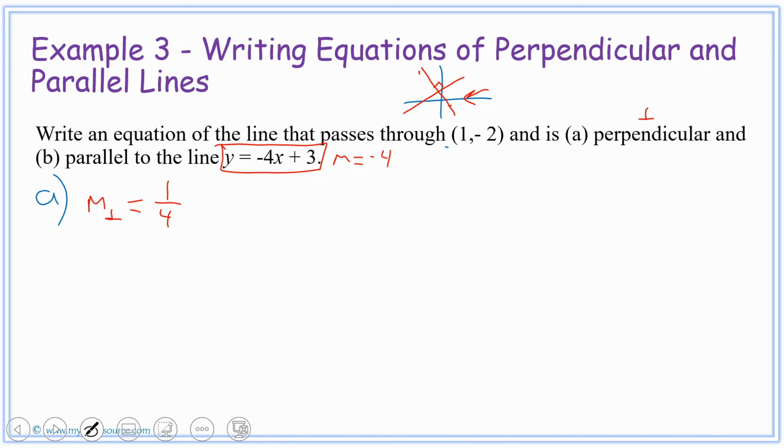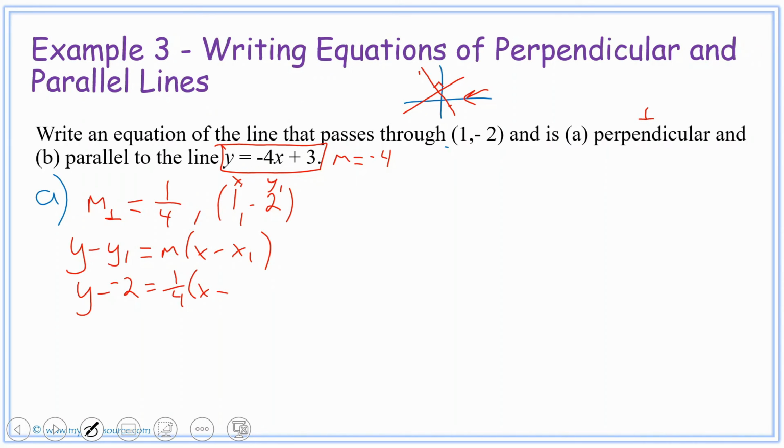Now it passes through the point 1, -2. So we have a point and we have a slope. So we could use the point slope formula. And if we do that, we can find out what the equation of the line is that's perpendicular to y equals -4x plus 3. And so we have y subtract our y1, which is -2, equals m, which is 1/4, times x minus x1, which is 1. So that becomes y plus 2 equals 1/4 x subtract 1.